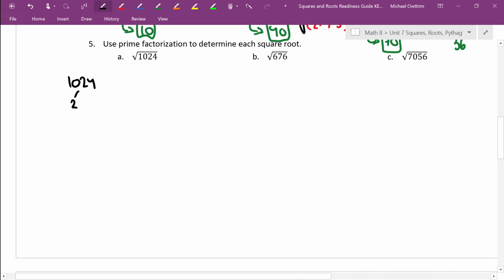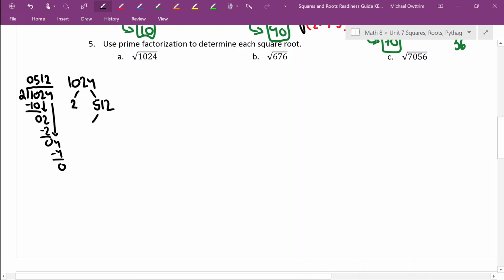I do know that 1024 is even, so it will divide by 2. Let's just do that one here in case you weren't sure what that is when you divide. 2 goes into 1 0 times, 2 goes into 10 5 times, creating 10 exactly. 2 goes into 2 1 time, creating 2 exactly. And 2 goes into 4 2 times, leaving a remainder of 0. So we can say that, first off, 1024 is equal to 2 times 512.